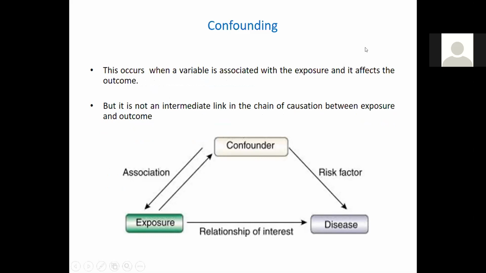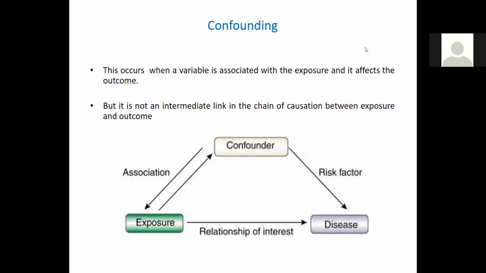Now, let's quickly look at what confounding means. This occurs when a variable is associated with an exposure and it affects the outcome. It is better put in a diagram. We are going to show about three diagrams saying the same thing so that we can have a mental picture. Once you can put the diagram in your head, it is easy to conceptualize.